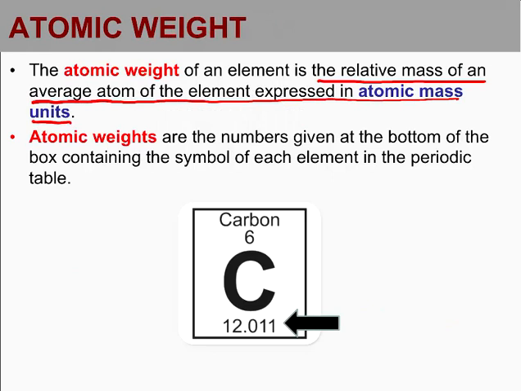So atomic weights are the numbers given at the bottom of the box containing the symbol of each element in the periodic table. So if you look at the periodic table, there should be numbers listed below each element symbol. And those are the atomic weights. And again, that's going to be an average mass of a sample of atoms.